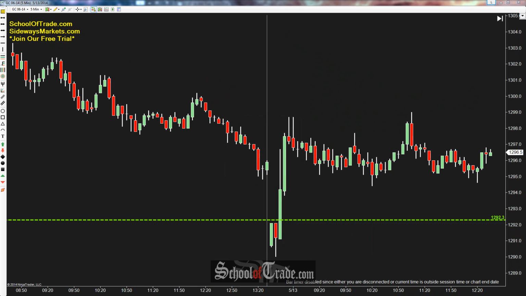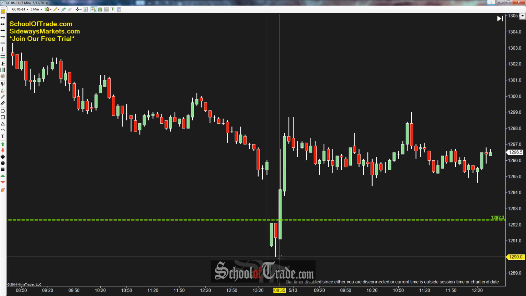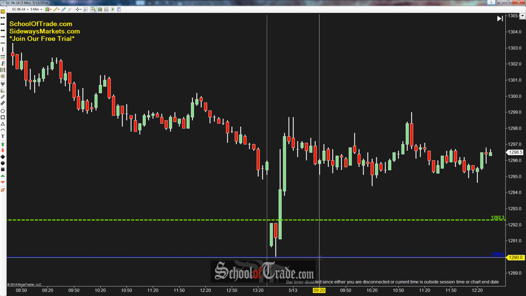So now we know where we're getting long, but where do we place our stop loss? Where do our targets go? How do we actually manage this trade? Well, the stop loss is going to go right below the low of this candle. And again, you always want to give it a little bit of a buffer. You never want to put it smack at the bottom. That's never really a good idea.